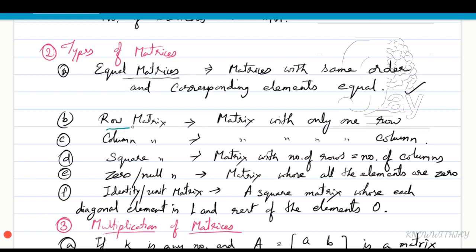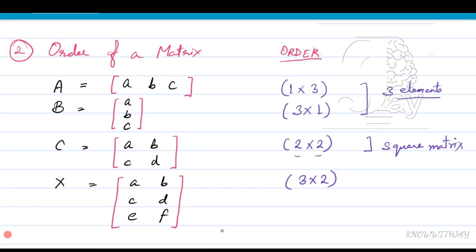The second type of matrix is a row matrix. Third one is a column matrix. The fourth one is a square matrix. We have already seen an example before. So here we can see matrix A has only one row with 3 elements and the order is 1 by 3. So it is a row matrix.